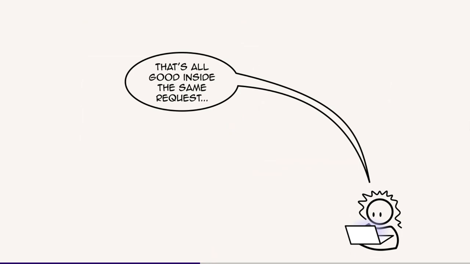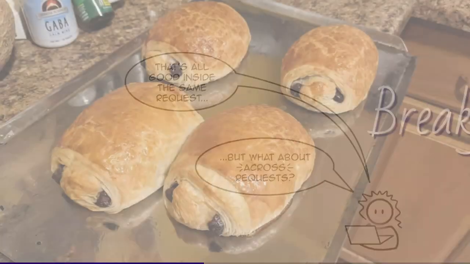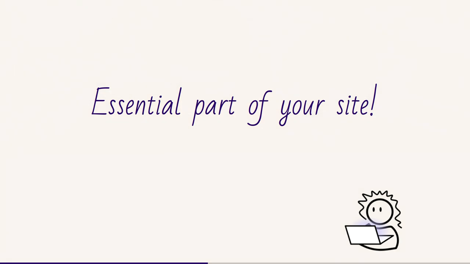Okay, that's all good within the same request, but what if we want to go across requests? That's all little stuff. We want some real stuff. So let's finally get some actual breakfast into us. And we're going to talk about persistent caching.